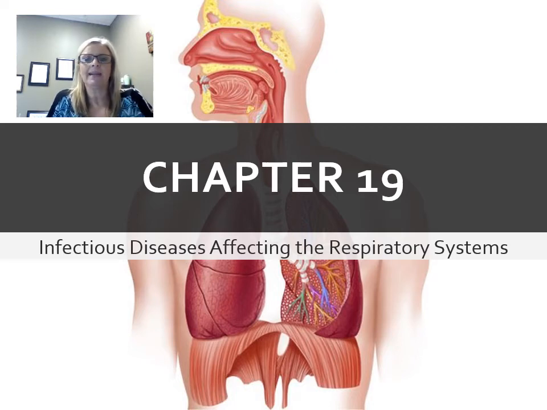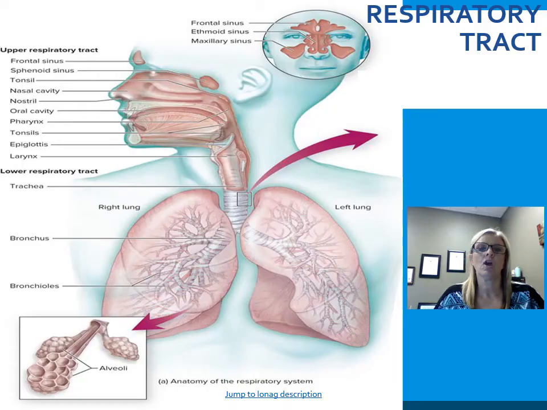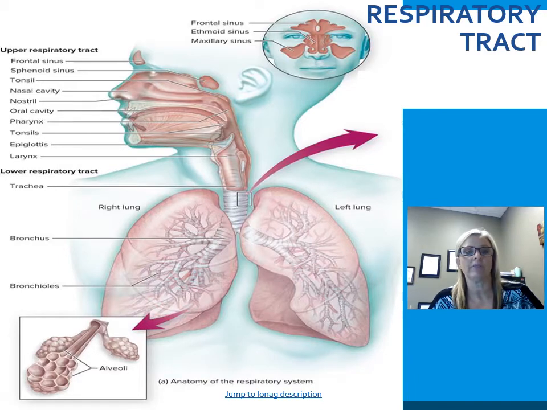All right, so we're going to be looking at diseases of the respiratory tract in chapter 19. The respiratory tract is the most common place for infectious agents to get into the body. We breathe 24 hours a day, and anything we breathe in must come through the respiratory system and be there at least temporarily. The respiratory system is divided into two parts, the upper respiratory tract and the lower respiratory tract.